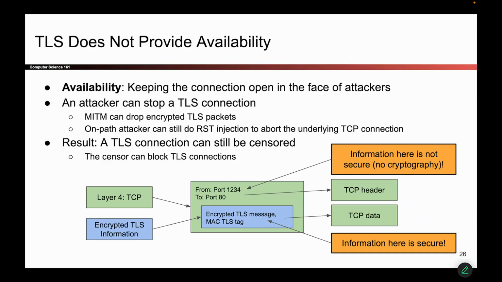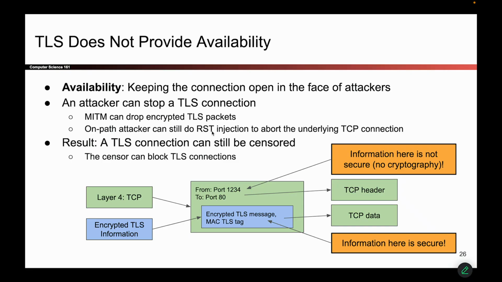Even though we're securing the messages themselves from being read or tampered with, an attacker could still stop our connection from happening. For example, if there's a man-in-the-middle attack, they could just drop all of our packets, and now our connection is not going through. So an attacker can drop our packets and stop them from getting through. Even if you're an on-path attacker, you could still do something like TCP reset injection to stop the underlying TCP connection and stop the two client and server computers from talking to each other.